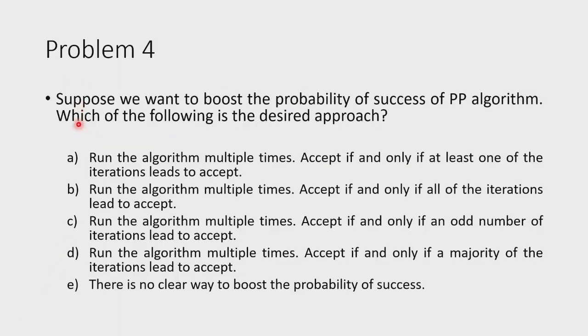Let's look at the fourth problem. Suppose we want to boost the probability of success of a PP algorithm, then which of the following is the desired approach? The options are again the same. Run the algorithm multiple times, accept if and only if at least one of the iterations leads to accept. Accept if and only if all the iterations lead to accept. Accept if and only if an odd number of iterations lead to accept. Accept if and only if a majority of iterations lead to accept. And there is no clear way to boost the probability of success, at least according to our current knowledge. Which of the following is the correct option, or would you like to guess?